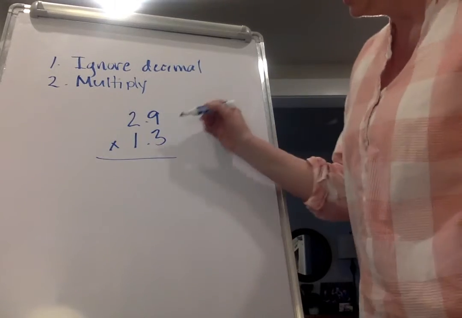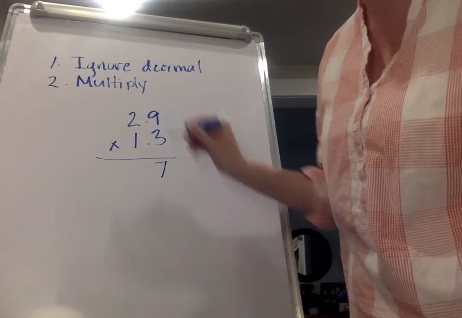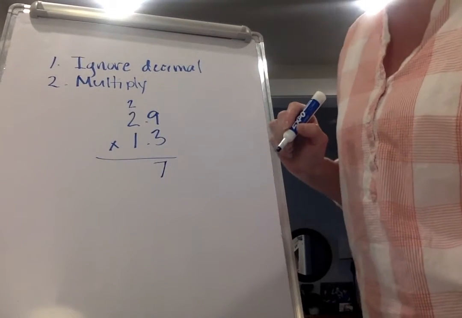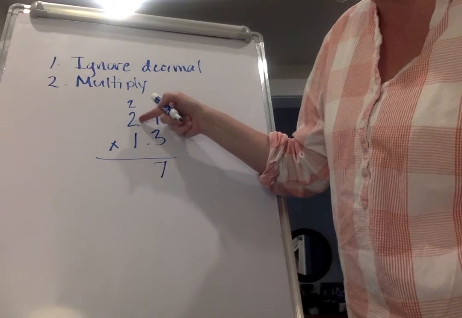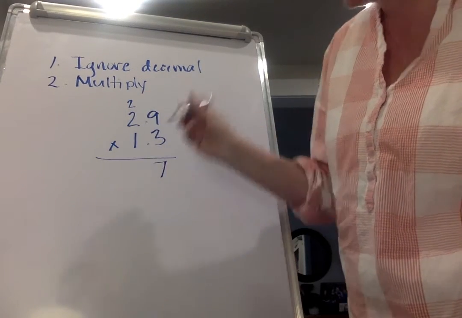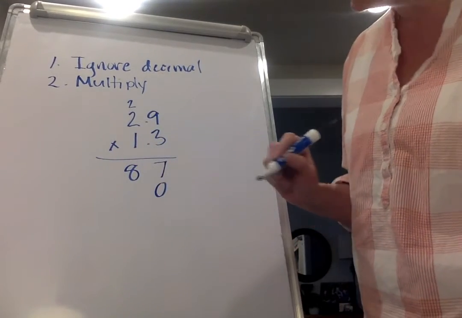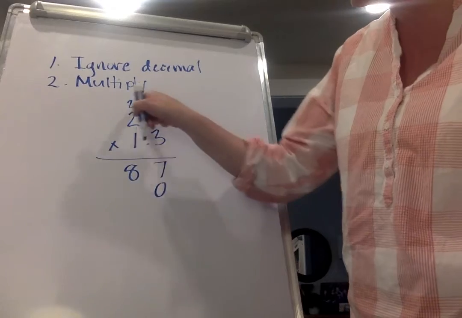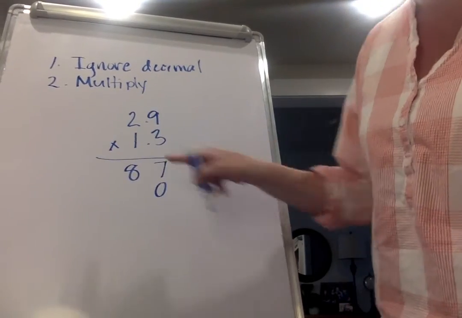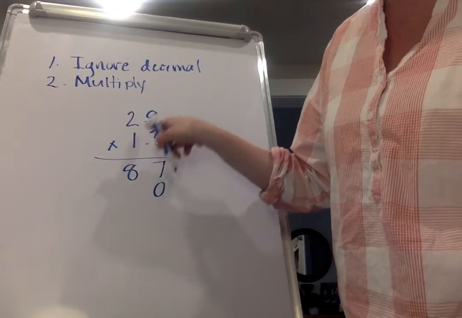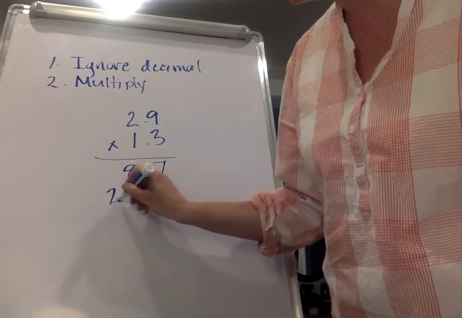Okay, here we go. 3 times 9 is 27. My 7 goes down here. My 2 comes up here to the next place value. 3 times 2 is 6, plus 2 is 8. All right, I'm going to put a 0 here to hold my place because now I'm starting in the next place value over. And I'm going to erase what I carried over because I don't want to get confused. So now I'm going to start with the 1. 1 times 9 is 9. 1 times 2 is 2.